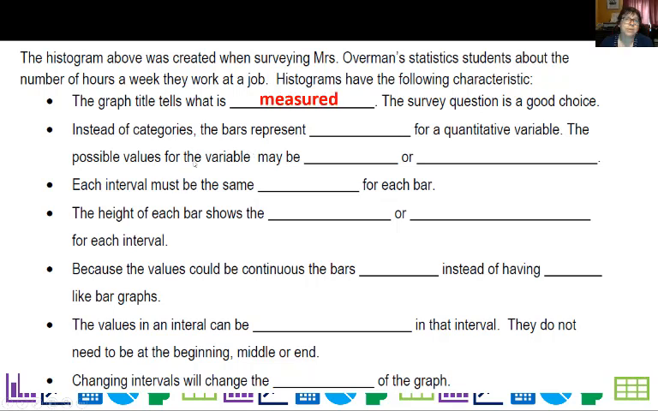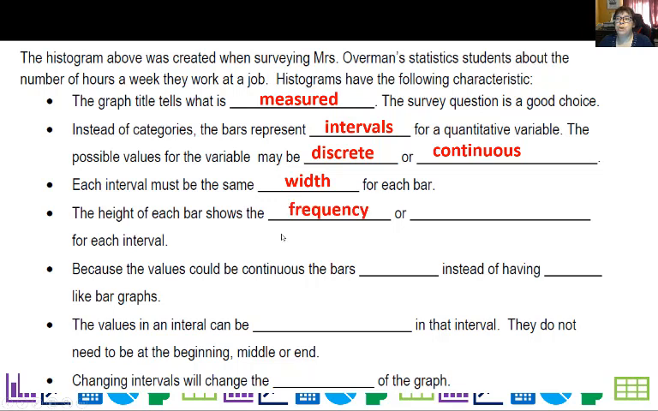So histograms have the following characteristics. The graph title tells you what is measured, and the survey question is always a good choice if you're stuck. Instead of categories, the bars represent intervals or ranges for a quantitative variable. The possible values for the variable may be discrete or continuous, and each interval must be the same width for each bar. Remember, in categorical data on a bar graph, those are also the same width. Here, it's extra important that it's the same width because it's covering the same range.